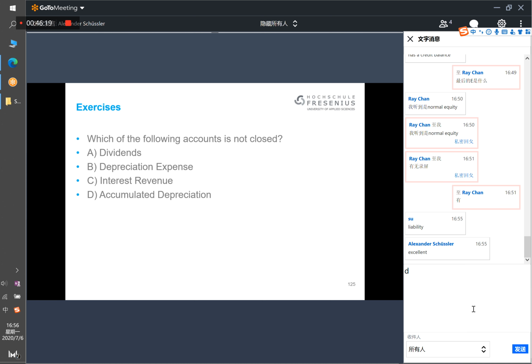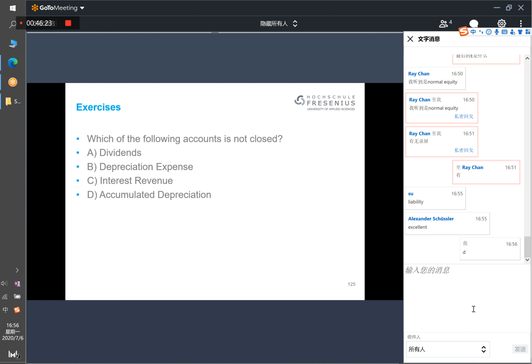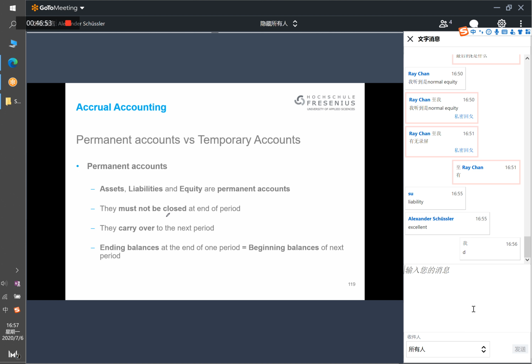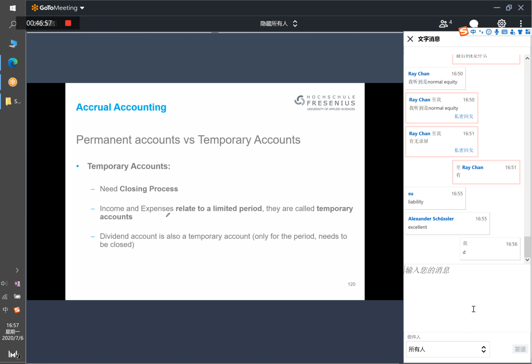Is dividends closed? Exactly, Liang. D is the correct answer, because all the others have to be closed. All the expenses have to be closed, all the revenues have to be closed, and dividends is also an account which has to be closed. So accumulated depreciation is correct. Income and expenses relate to a limited period, and they are called temporary accounts and have to be closed. And dividends is also a temporary account.